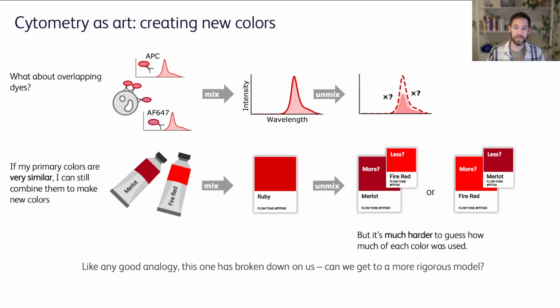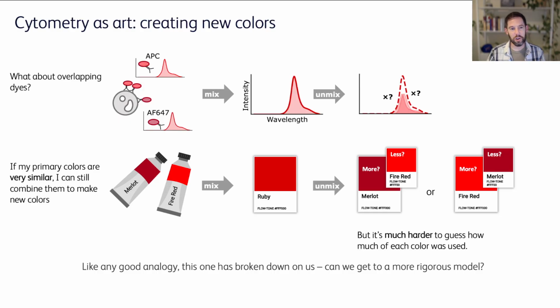If I was to take a poll and ask, okay, who thinks there's more Merlot and less fire red, or more fire red and less Merlot to create this new ruby color, we'd probably get a lot of disagreement about the exact amounts. In other words, it's hard to estimate how much of each individual color went into the mixture if those two colors are already really similar to each other.